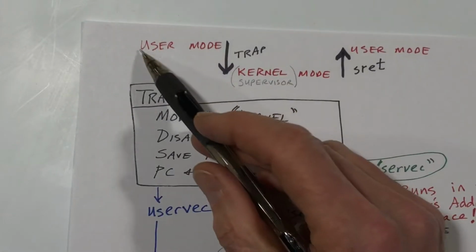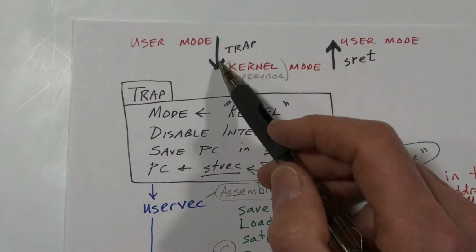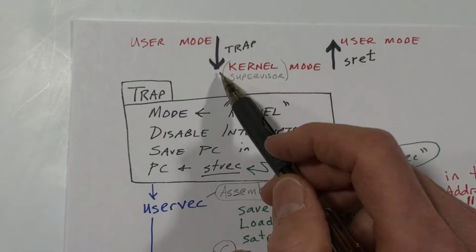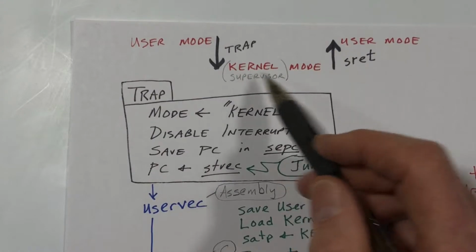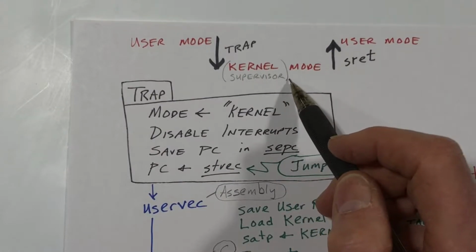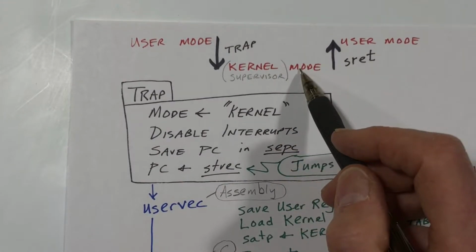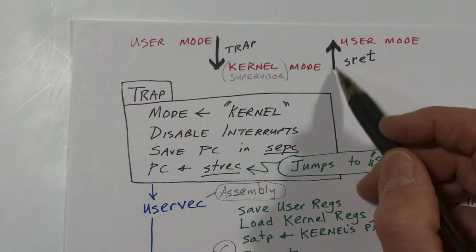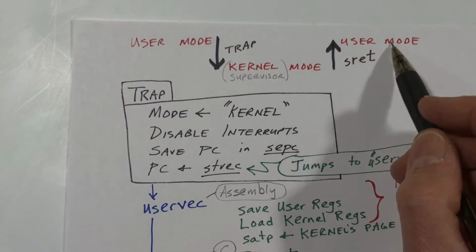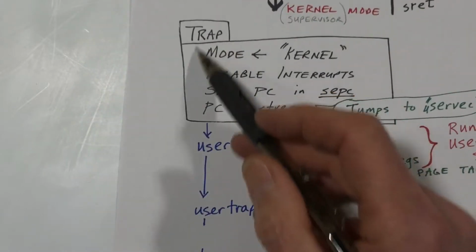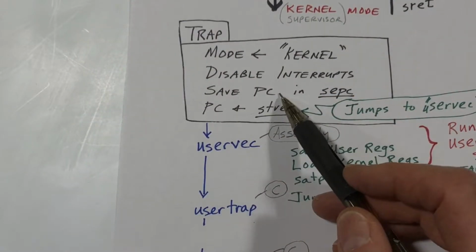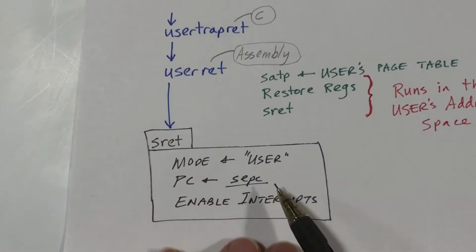So here we're executing in user mode and we have a trap and then we have the context switch. So that's when we go into executing kernel code and it's running in what RISC-V calls the supervisor mode or kernel mode. And then at some later time, we have the sret instruction, and we return to executing the user code in user mode in the user's virtual address space. So here's the trap. This is what happens in the hardware. And then down here, we have the sret instruction.